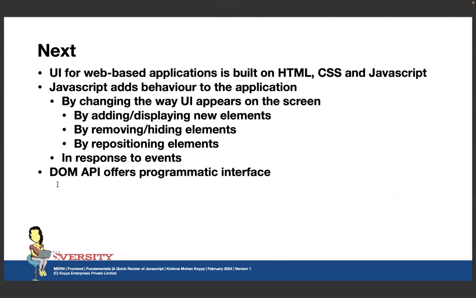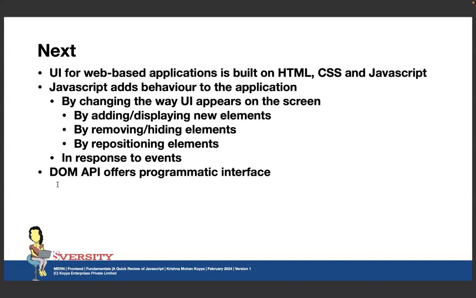And what next? As we all know, the UI for web-based applications is built on these three core technologies: HTML, CSS, and JavaScript. HTML and CSS, now you are well versed. JavaScript, just now we have seen, adds behavior because you can develop logic. How does it add behavior to the web application? It's by changing the way the UI appears on the screen, by adding or displaying new elements, or by removing or hiding the existing elements, or repositioning the elements.